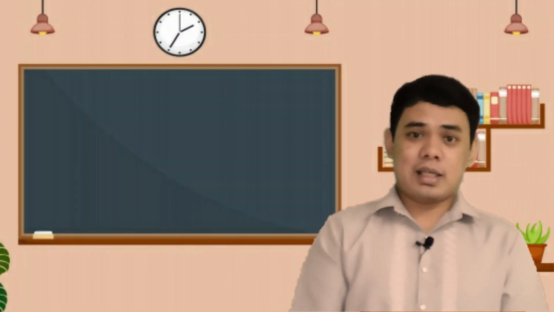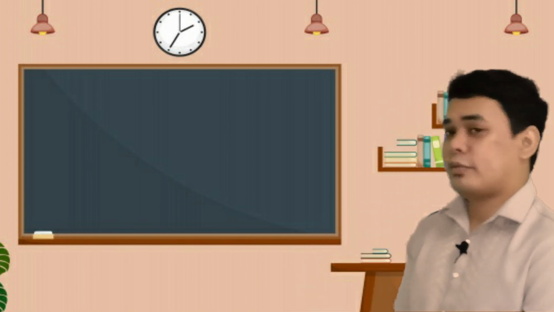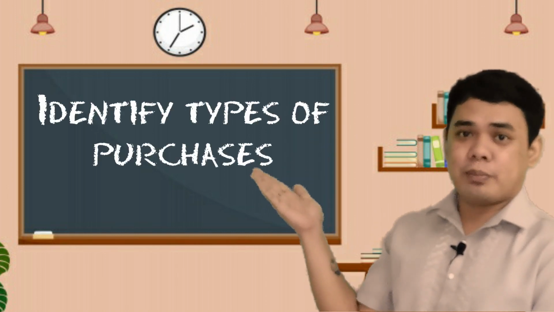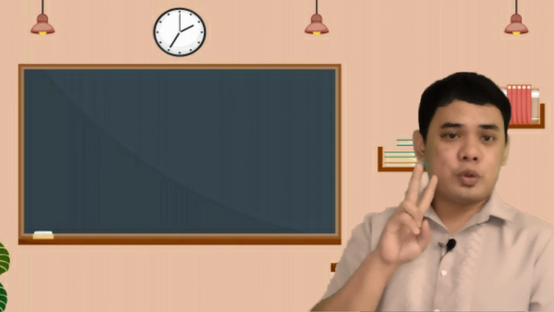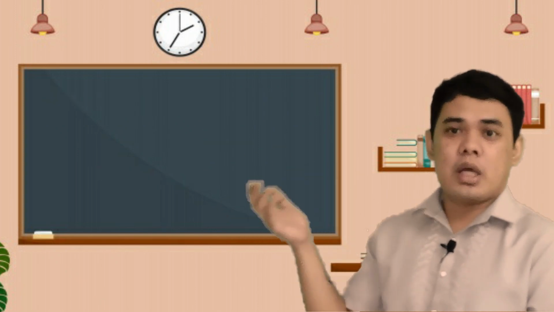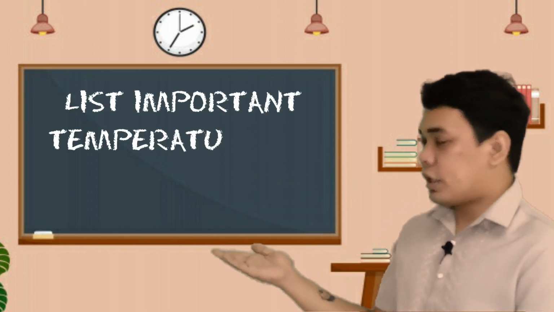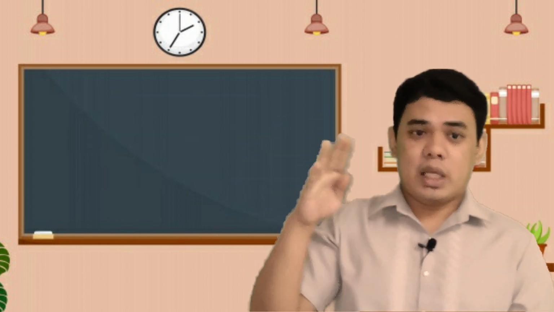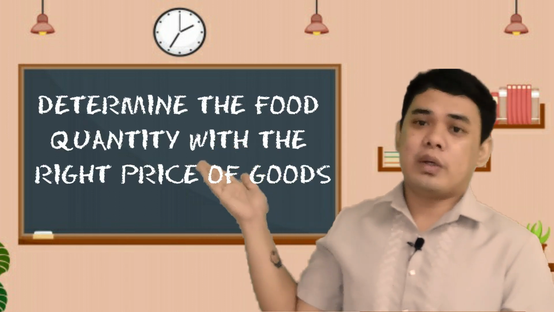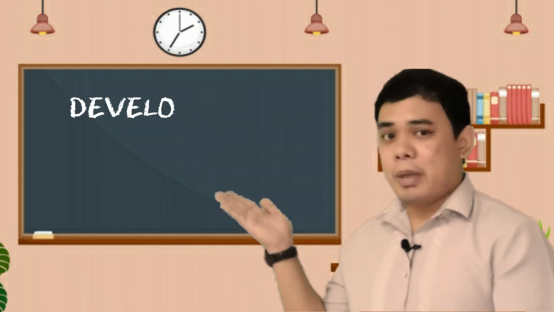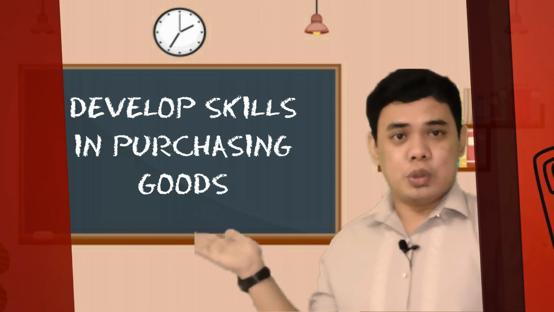For today's video lesson, we will discuss purchasing and meal preparation. I am expecting that at the end of this video lesson, you should be able to: Number 1. Identify types of purchases. Number 2. Distinguish safety handling procedures. Number 3. List important temperatures in food preparation. Number 4. Determine the quantity with the right price of goods. And number 5. Develop skills in purchasing goods.